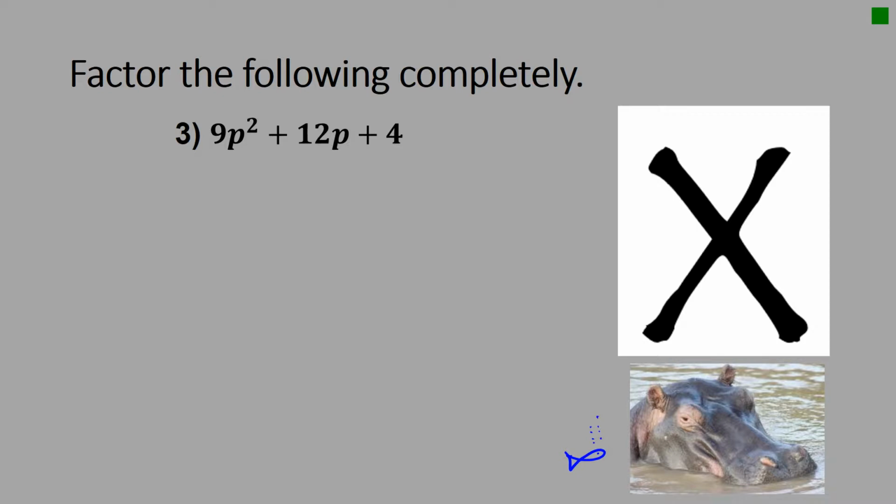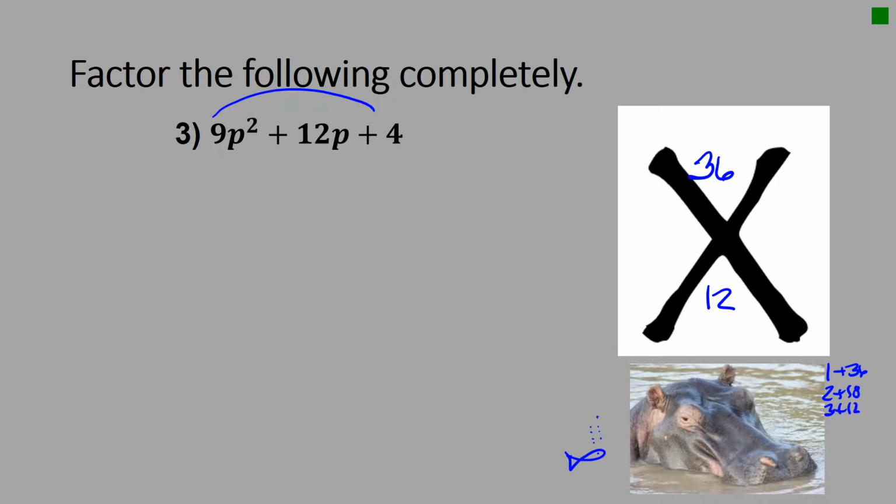Is there a GCF? There is not, because they're only factors of 9 or 1 and 3 and 9, and those don't work for 4. So 9 times 4 is 36, and we are looking for 12. Both are positive. 1 and 36, nope. 2 and 18, nope.